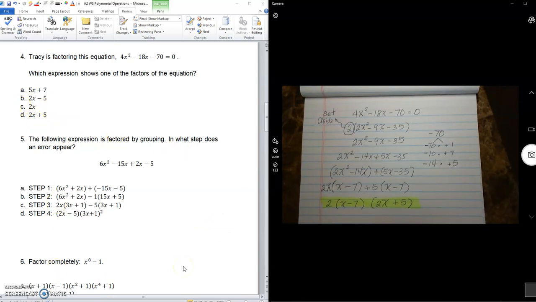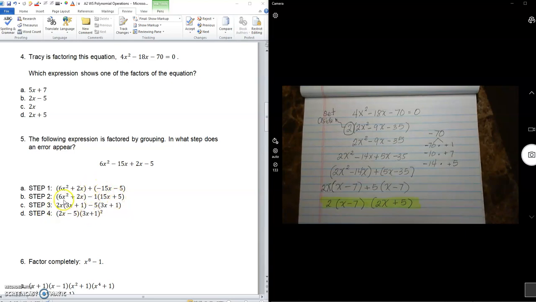All right, so let's now go ahead and answer number 5. The following expression is factored by grouping. In what step does an error appear? So I left this here because this is factoring by grouping so that you can kind of pattern what is factoring by grouping. So step 1 looks to me that it's right. Step 2, it is right. You factored out negative 1 on both sides here, and that's all you did.